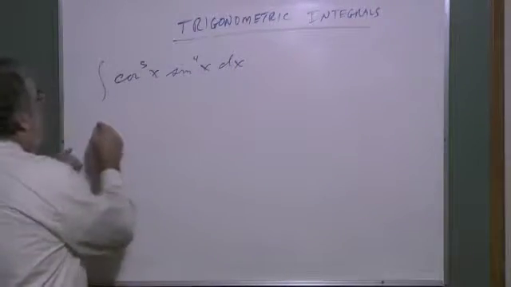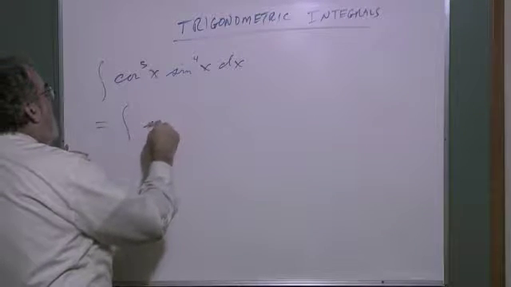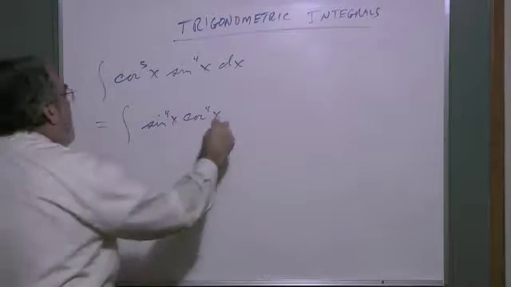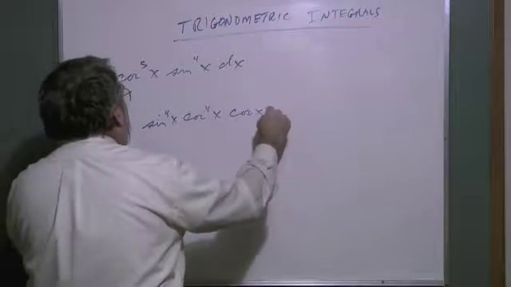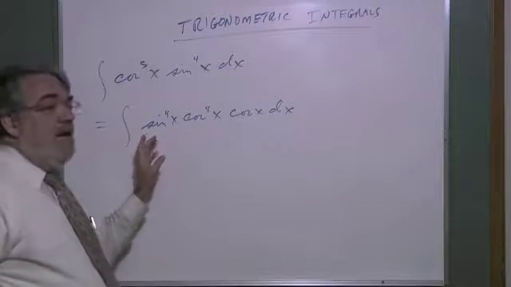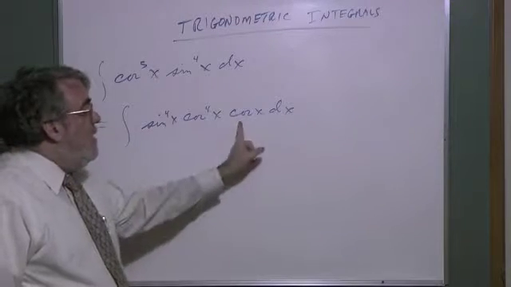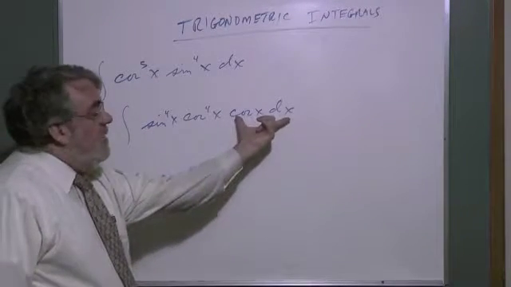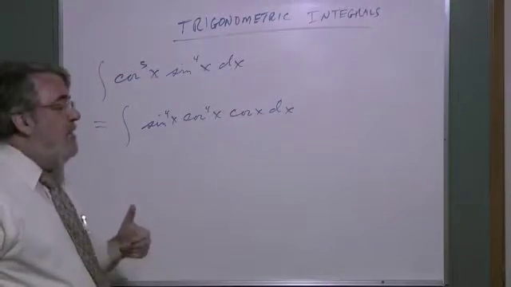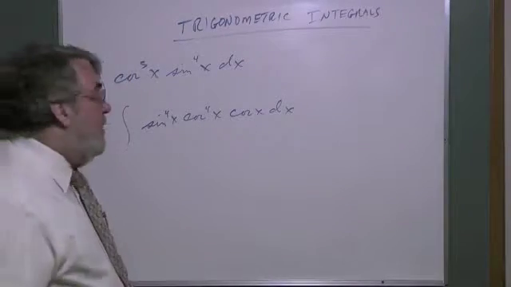I'm going to rewrite this as the integral of sine to the 4th x, cosine to the 4th x, and then cosine x dx. Because I want to let u be sine x, because the differential of sine is cosine x dx. So this will end up being my du part. But I have a mix of two trig functions here. Well, the secret is to replace cosine to the 4th.